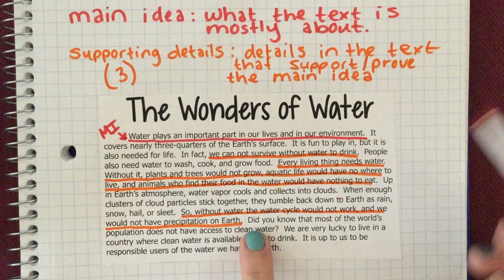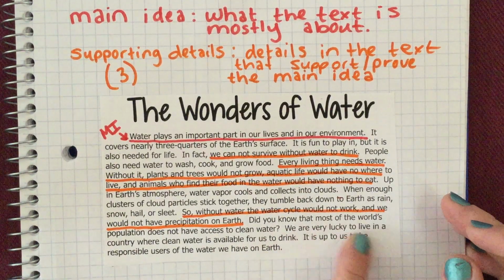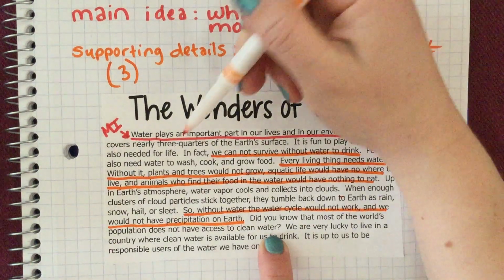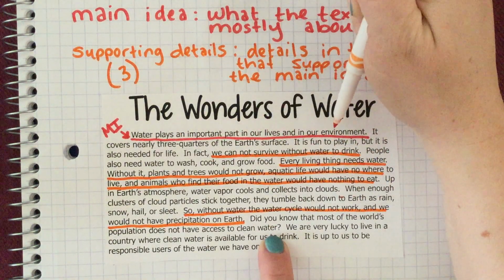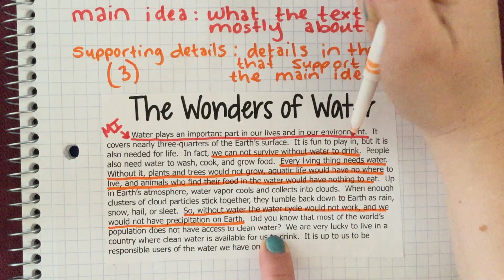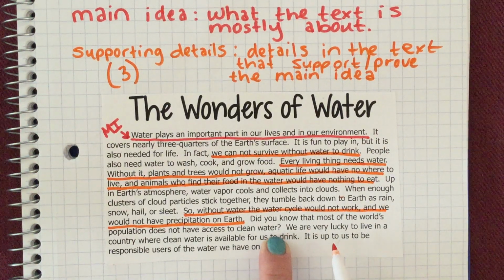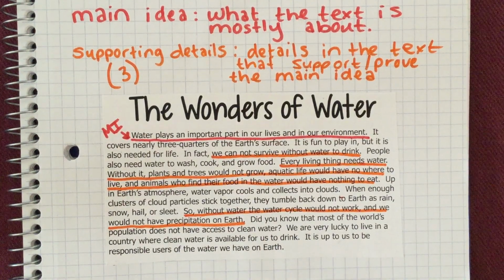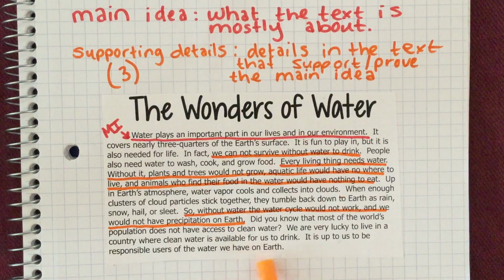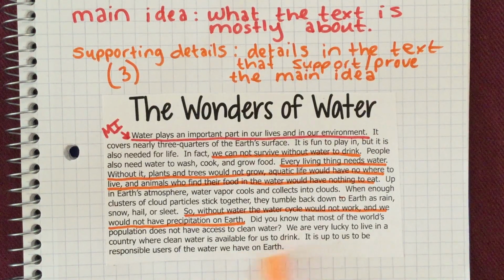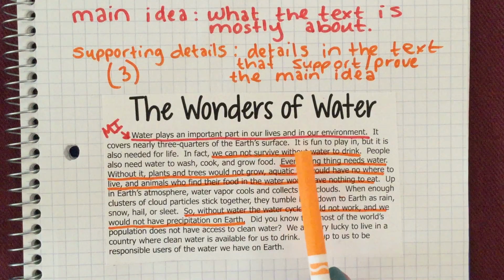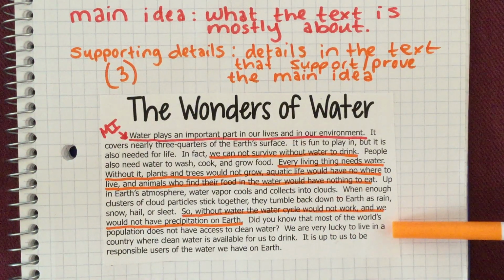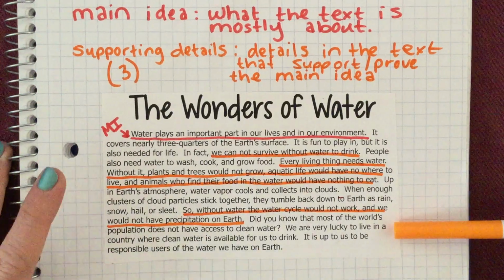So, did you know that most of the world's population does not have access to clean water? Does that tell us that it plays an important part in our lives and our environment? It doesn't. It's just a really interesting fact that's good to know. Look at this next sentence. We are very lucky to live in a country where clean water is available for us to drink. Does that tell us that water plays an important part in our lives and in our environment? You know, it doesn't. Again, it's just another really interesting sentence to kind of beef up the writing.